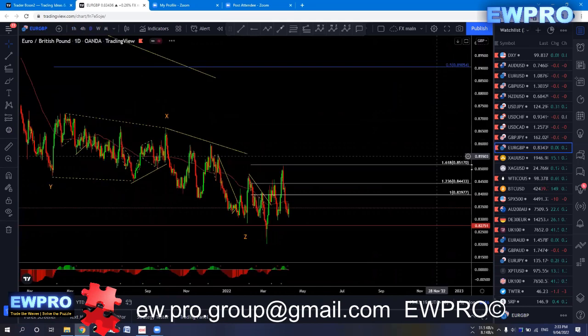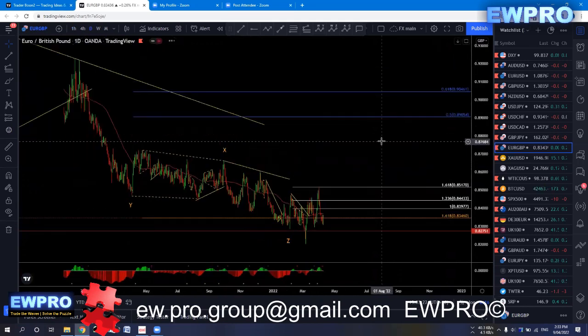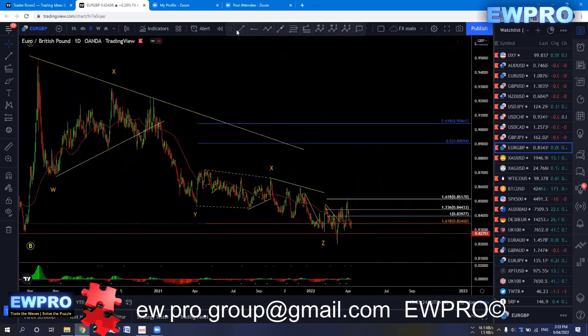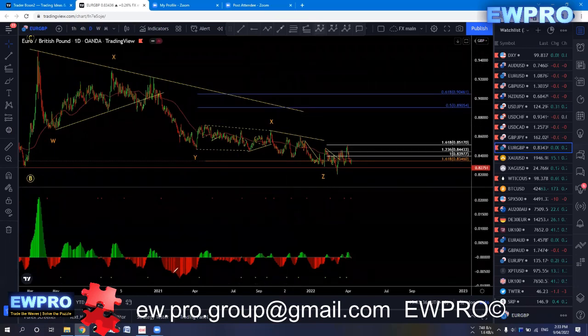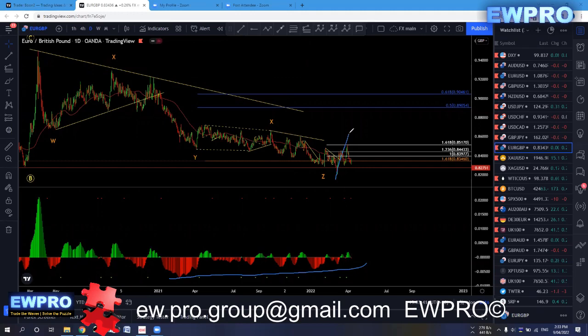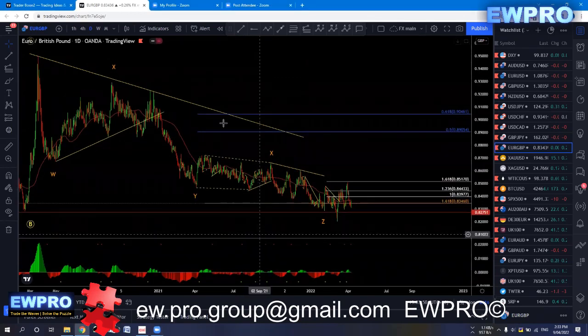EG on the daily. So we got that W, X, Y, X2, very choppy, Z down, and we have a heap of bullish divergence here. So eventually this will give a nice impulse up and then a correction to buy. We just got to wait for it.